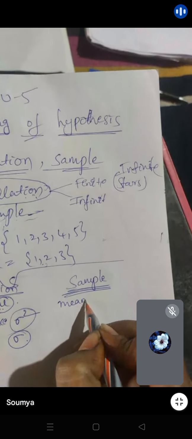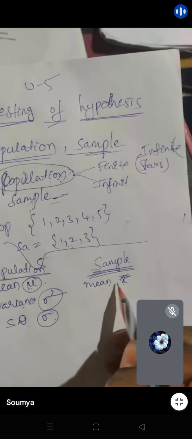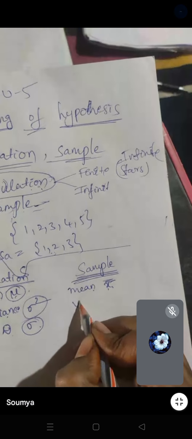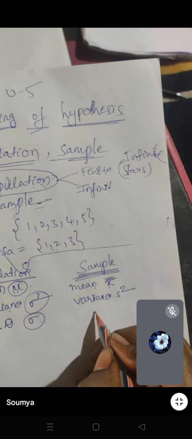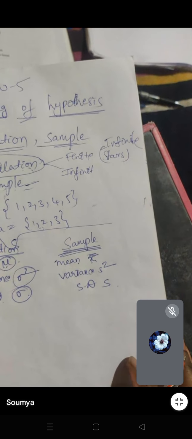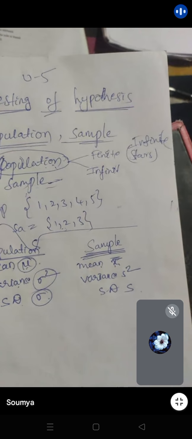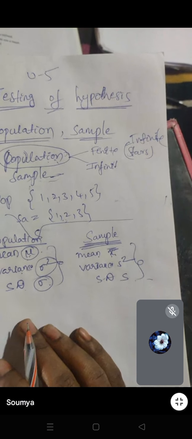Here the notation will be changed. Mean we denote as x bar. Variance we denote as s square. And standard deviation is the square root of that, s. You have to remember this, okay? Because in the problems we will use these notations.